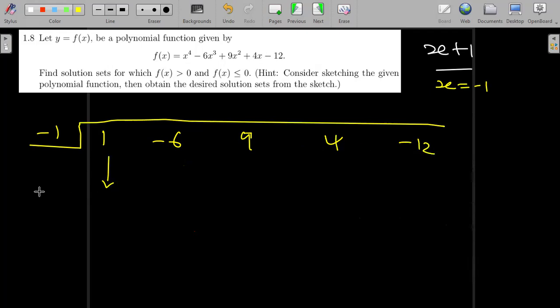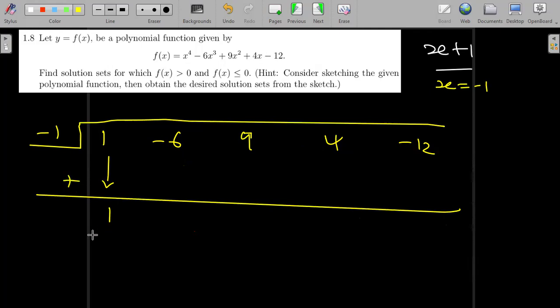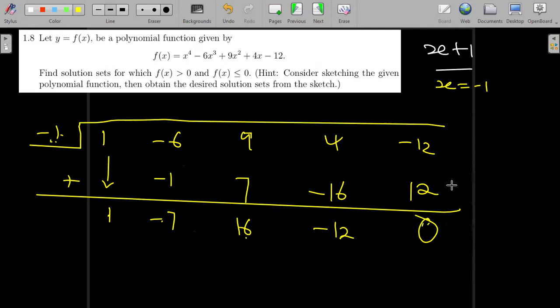Okay, so I drop this one, and then I say plus, so 1 is there, so -1 multiplied by 1, I get -1. If I add, I get -7. -1 multiplied by -7, I get 7. If I add, I get 16. -1 multiplied by 16, I get -16. If I add, I get -12. -1 multiplied by -12, I get +12. Here, I get 0. So indeed, this one is a factor because you have to get remainder 0 there.